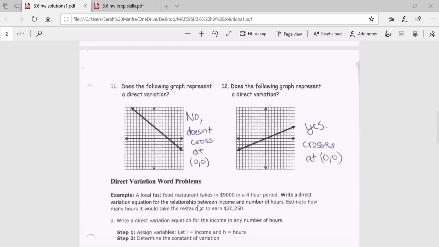All right, 11 and 12. Do these represent direct variations? 11 does not, because it does not cross at 0, but 12 does because it crosses at the origin.